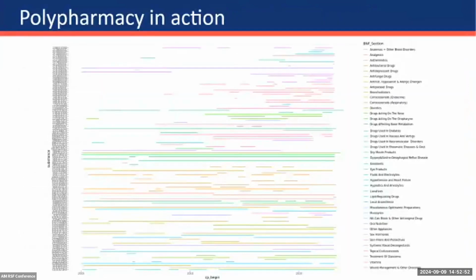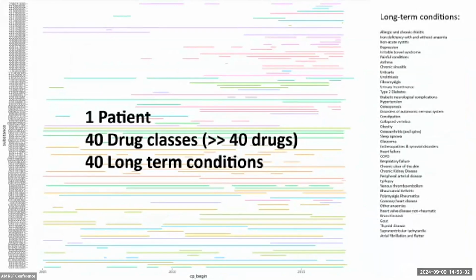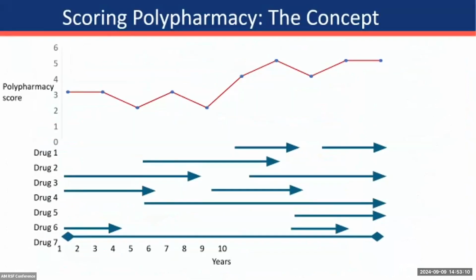And I just want to show what polypharmacy looks like in action. So here we've got one patient that's taking 40 different drug classes, more than 40 drugs, and that's to treat more than 40 long-term conditions. And we're using our tools to sum up this type of polypharmacy.